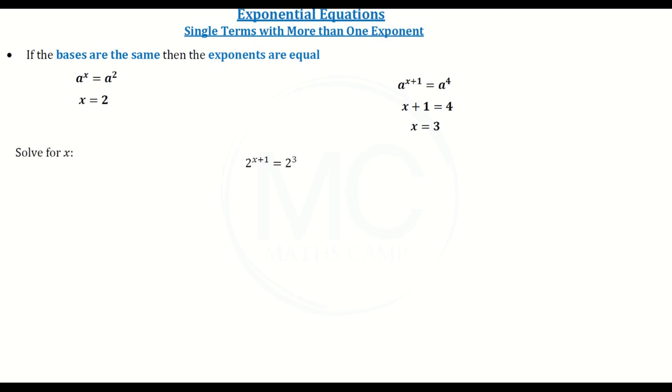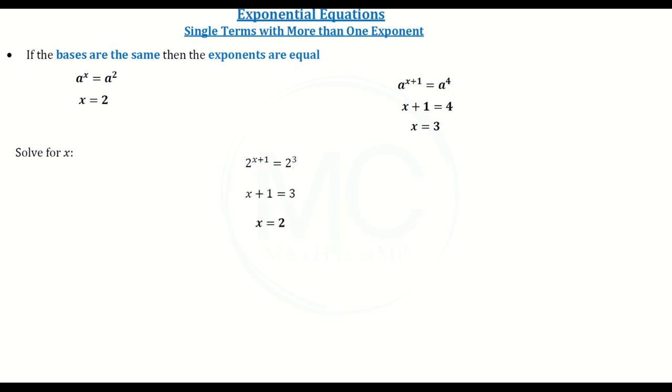2 to the power of x plus 1 is equal to 2 to the power of 3, with a base of 2 and a base of 2, which means our exponents are equal. So we can say x plus 1 is equal to 3. To get x by itself, let's subtract 1 from both sides, and we see that x is equal to 2.